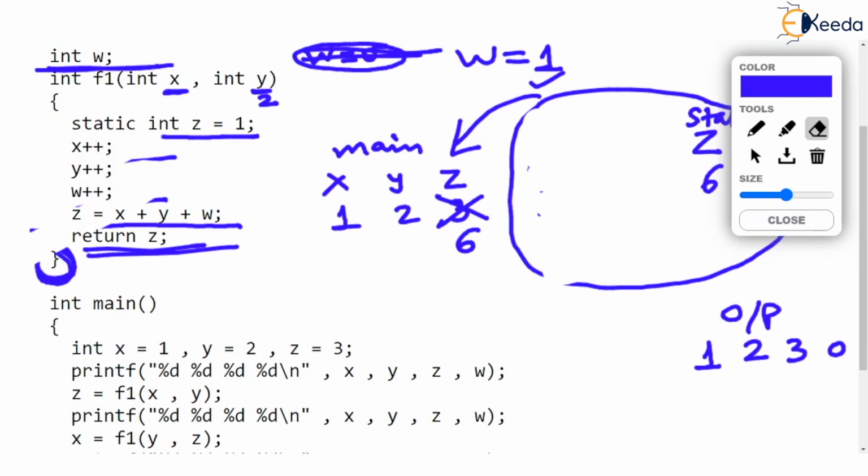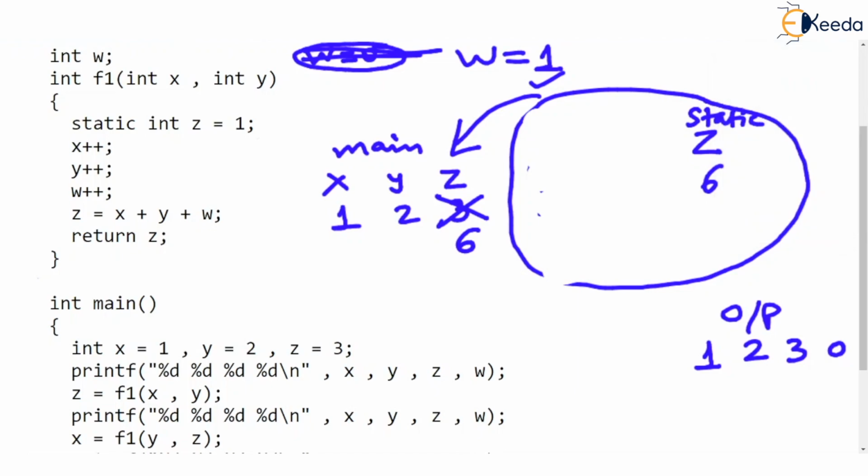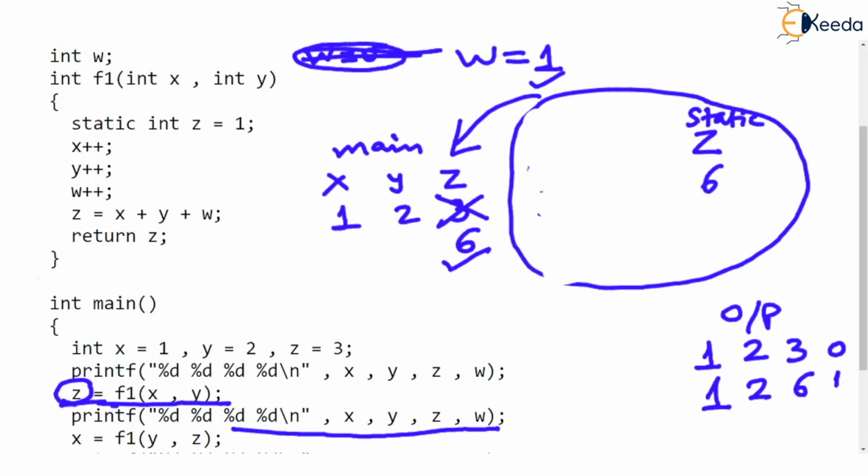Let me clean a few things again. Okay, you agree that now when we are back in main, this call is over? We were learning about this call, and this call has changed Z. Check the table, Z has changed to 6. Now the next line is printing X, Y, Z, W. X of main is 1, Y of main is 2, Z of main is 6, and W, which is global, W, is 1. This is the output.